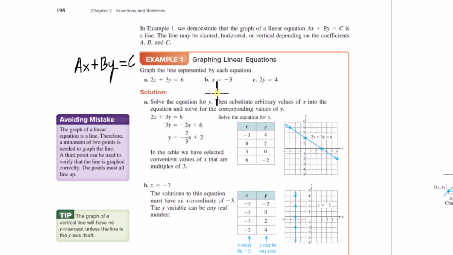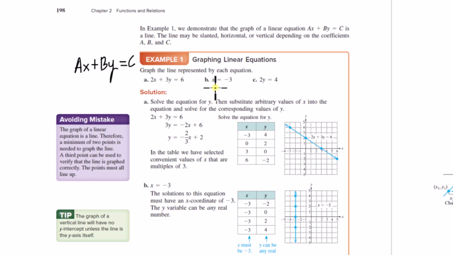Okay, but now the equation x is equal to minus 3. How would you graph this? Well, okay, remember what a graph of an equation means. You're plotting all of the solutions to the equation. All points that are solutions to the equation, you're plotting on the graph.